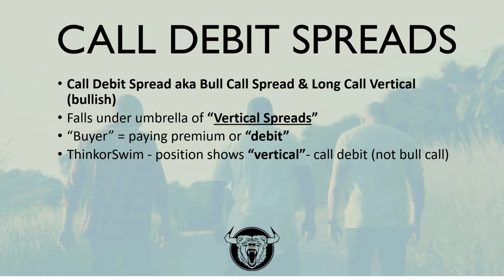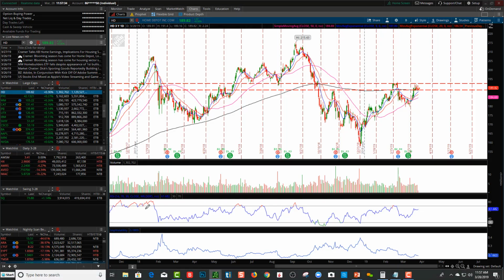But when you're doing a debit spread, you become a buyer. So you're essentially paying a premium or a debit. So think about if you go to use your debit card, money is coming out of your account. So you're paying, you're becoming a buyer, hence the word debit. So let me show you real quick before I move forward what it looks like on an option chain.